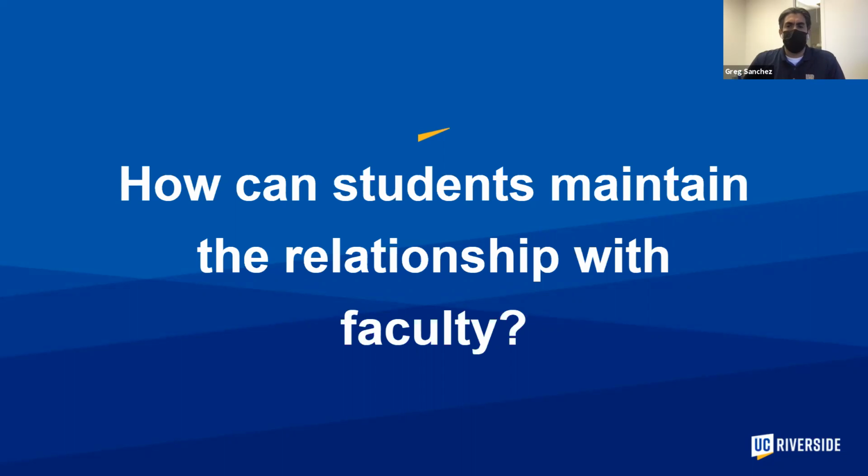Perhaps a quarter or two or three or more quarters have gone by, and we just haven't had the opportunity for various reasons to continue taking classes with that professor that we generally connected with. How can we maintain that relationship? Any advice for what that looks like?